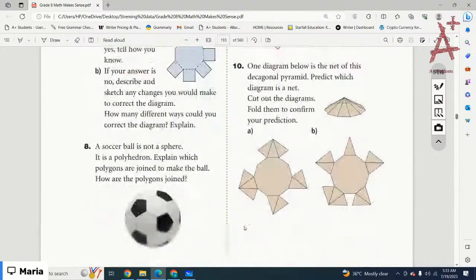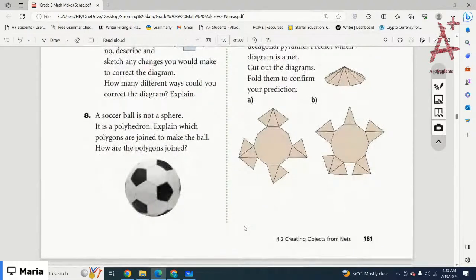Okay, let's see question number 8. A soccer ball is not a sphere. It is a polyhedron. Explain which polygons are joined to make the ball.